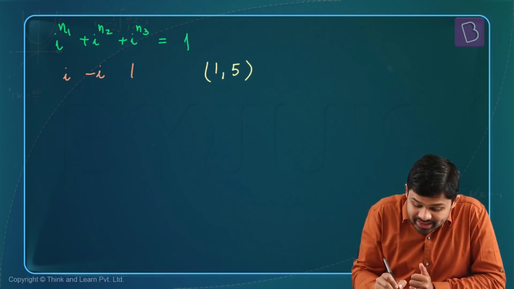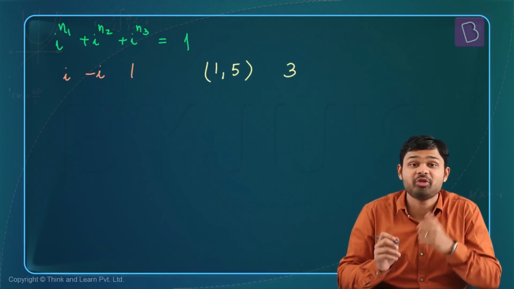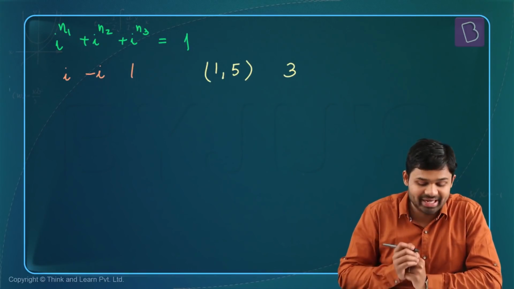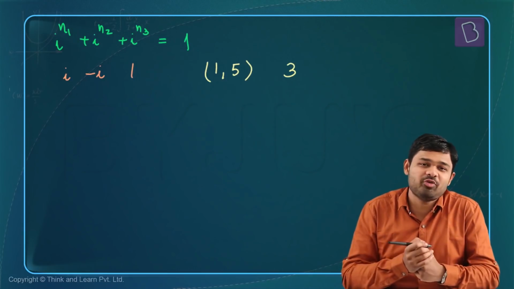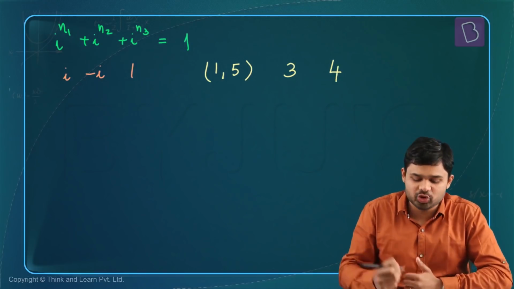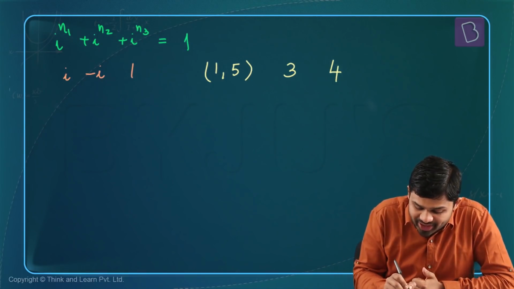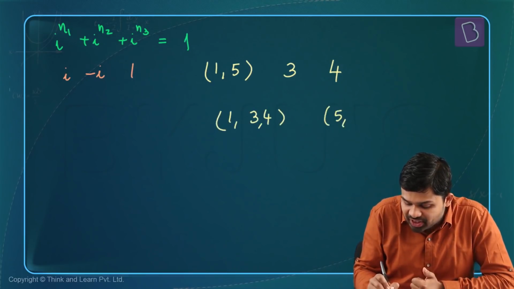If n2 is equal to 3, that is the only time when iota to the power n2 will be equal to negative iota. And for n3 to give a value of iota to the power n3 equal to 1, n3 should be equal to 4. So again, you see these two different cases. n1, n2, n3 are 1, 3, 4 or 5, 3, 4.